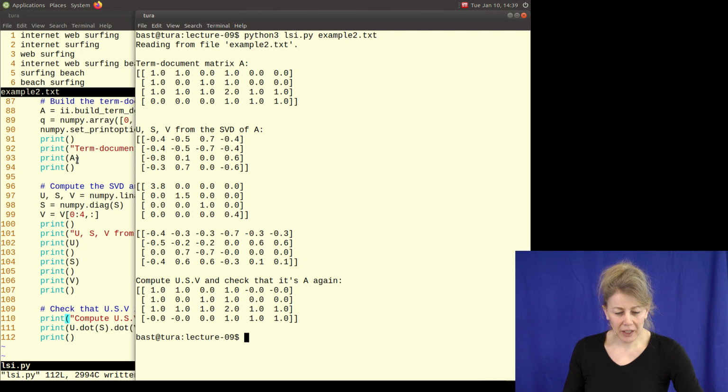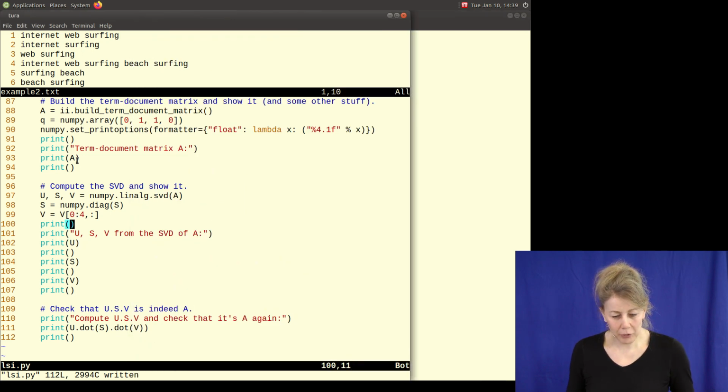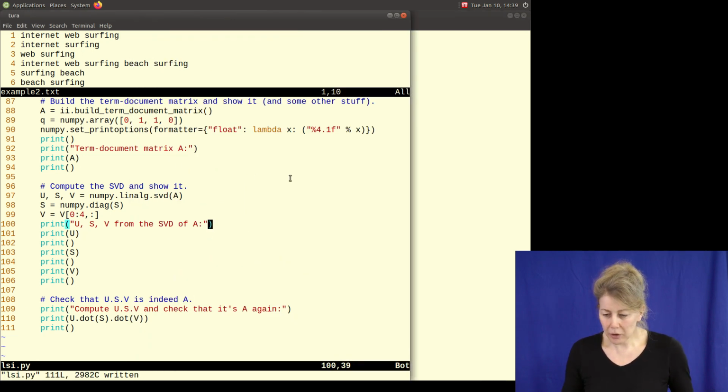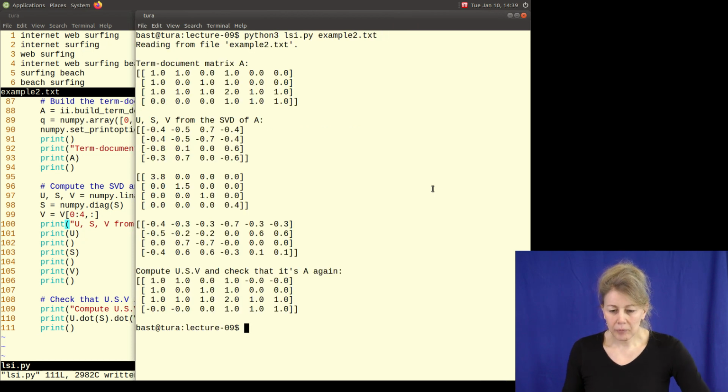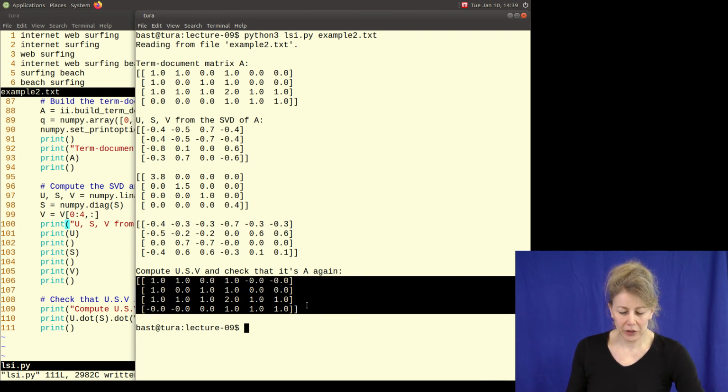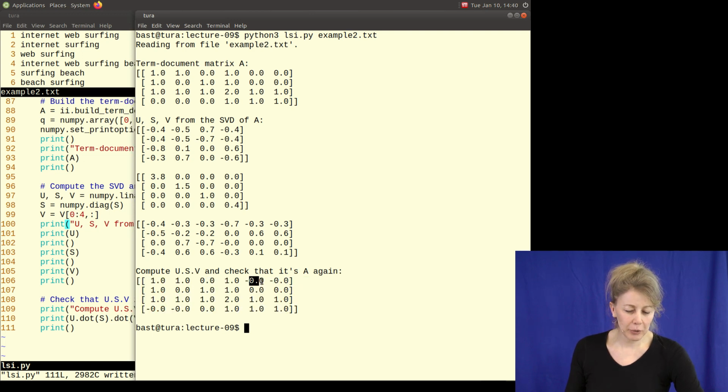So I have my original matrix A, but it's actually all integers. Now I have 3 matrices here, U, S, V. S is diagonal. If I multiply them together, I get something that looks like the original matrix, minus 0.00.